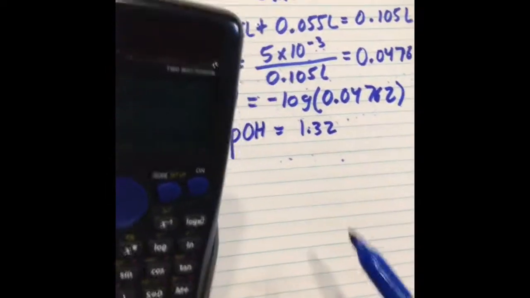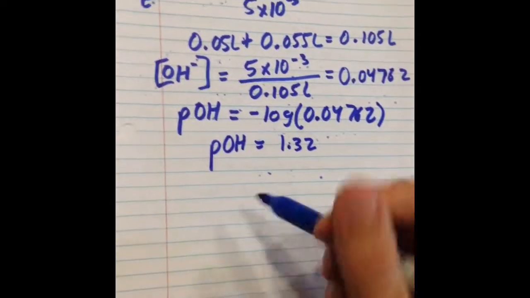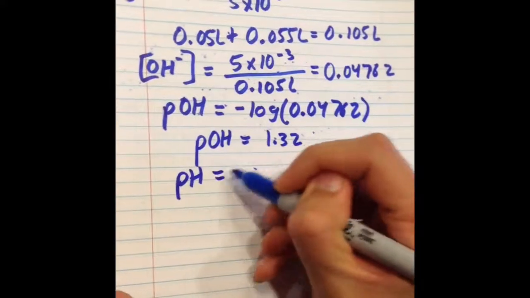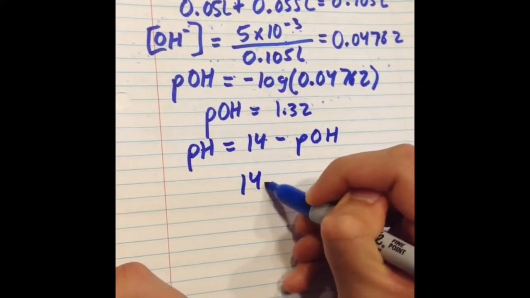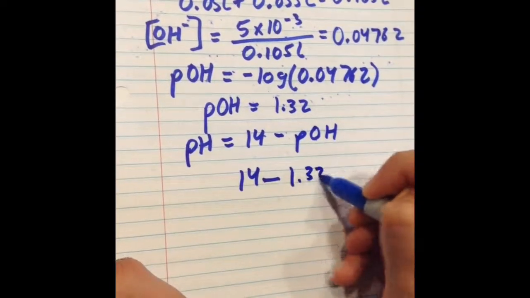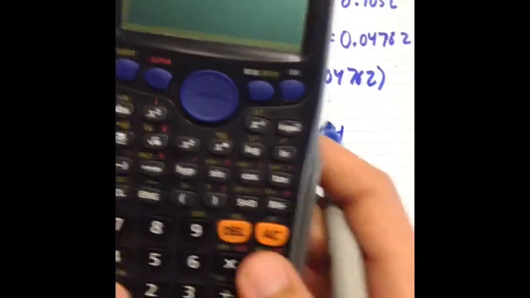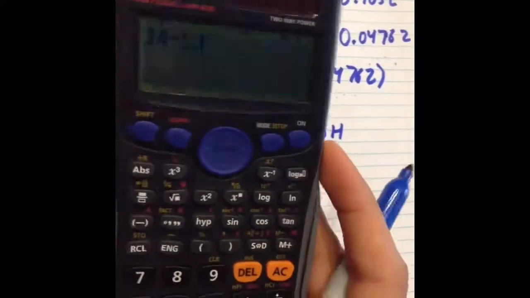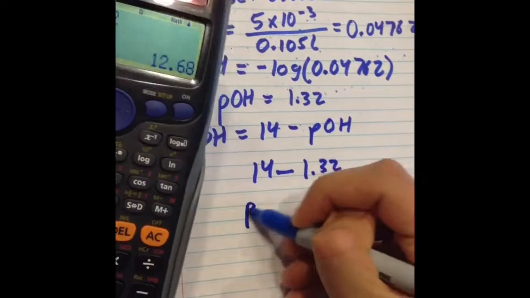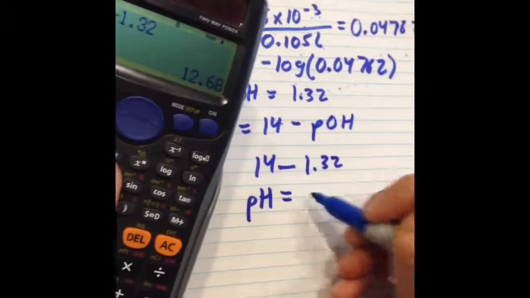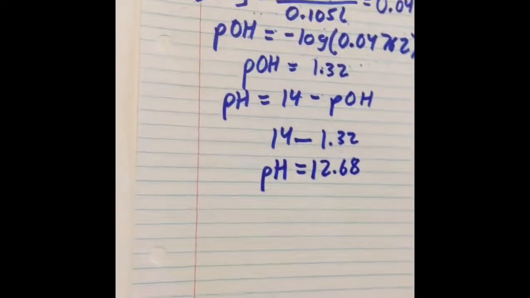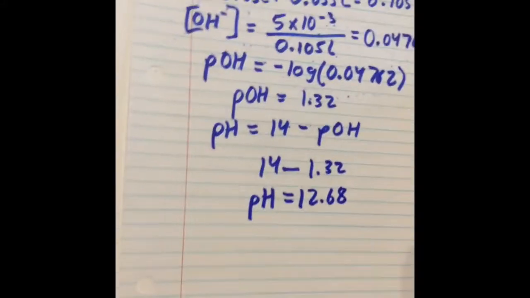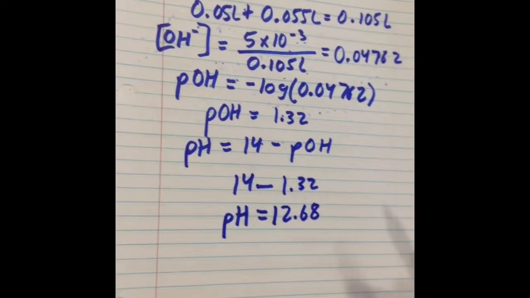Now to get the pH, pH is equal to 14 minus the pOH. So 14 minus 1.32, and we get a pH at the end of the titration of 12.68. And so that is how you figure out the pH for the equivalence point and then the end point of a strong acid, strong base titration.